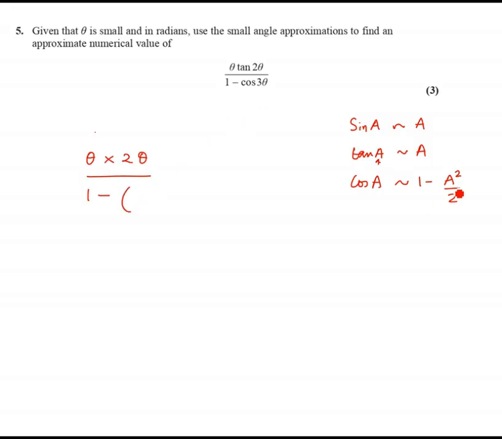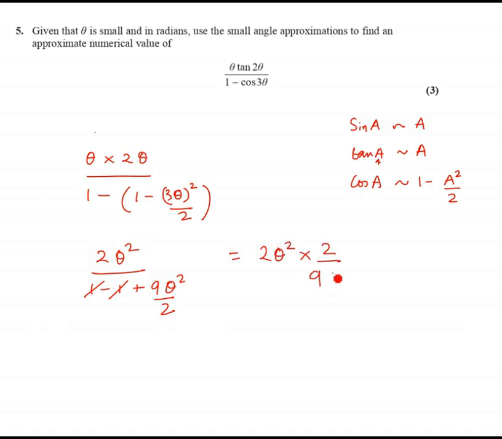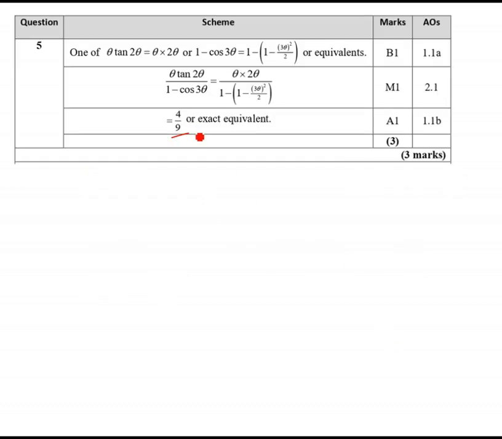So cos 3 theta. So A is 3 theta. So you write 1 minus (1 − (3 theta)² divided by 2). So numerator becomes 2 theta². Denominator becomes 1 minus 1 plus 3 times 3 is 9 theta² by 2. So 1 minus 1 is 0. And then 2 theta² divided by 9 theta²/2 becomes 2 theta² times 2 over 9 theta². Now theta² cancel, and this becomes 4 over 9. Okay, let's check the answer now. 4 over 9, that's correct.